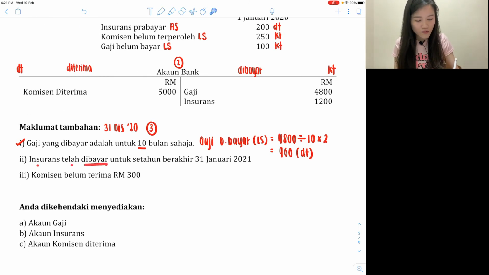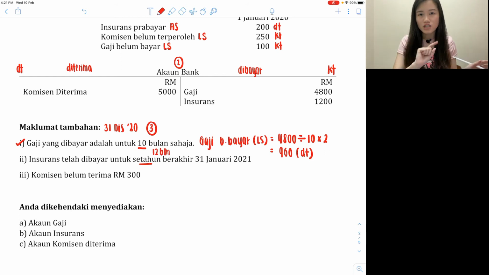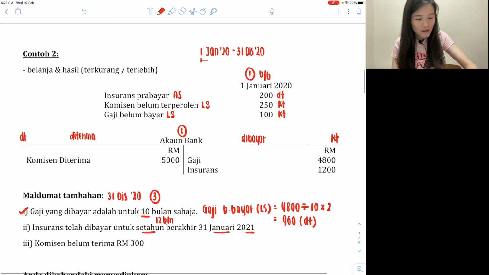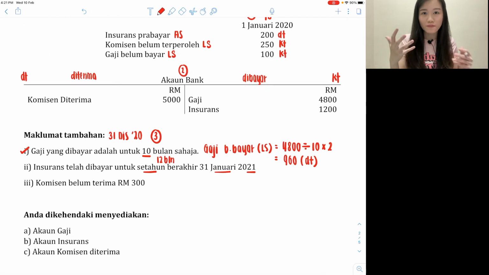Insurance telah dibayar untuk setahun berakhir 31st January 2021. So here it says setahun means you paid for 12 months. But can I really take all of them? The answer is no, because you look at this date, January of 2021. Our tempo is only maximum until 31st December sahaja. Anything out of the area is considered prabayar ataupun belum terperoleh. But since now we are talking about insurance bayar, means it's a prabayar already.